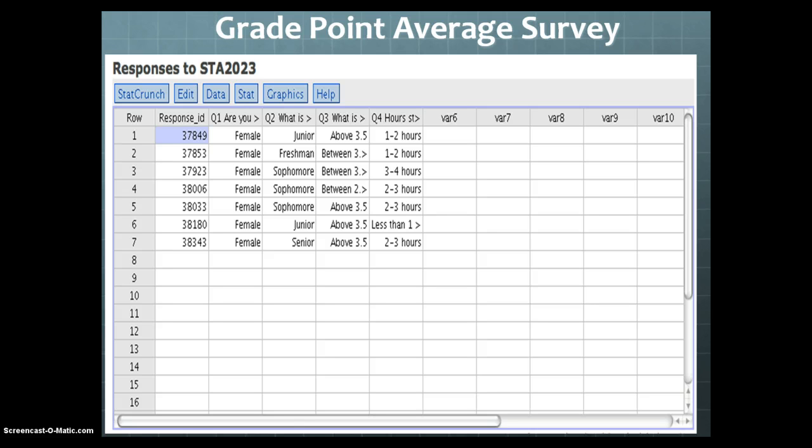These are the results of my grade point average survey. As you can see, for the first question, are you male or female, all my responses were females. I had a range of people between freshman and senior who took my survey. The GPAs ranged between 2.5 and above 3.5. For hours of study, I had some that studied less than an hour and no one who studied more than 3 to 4 hours per day.